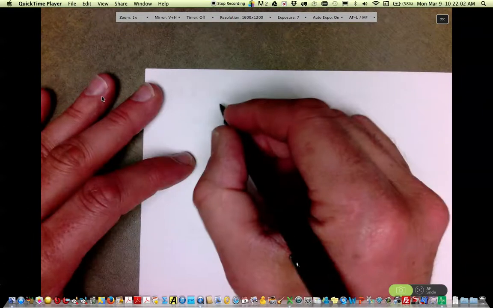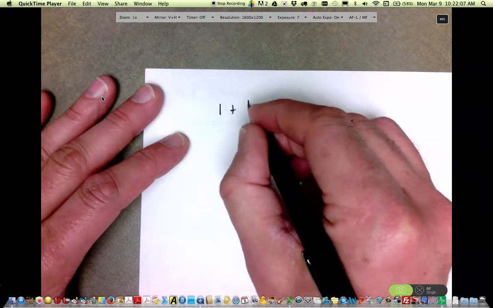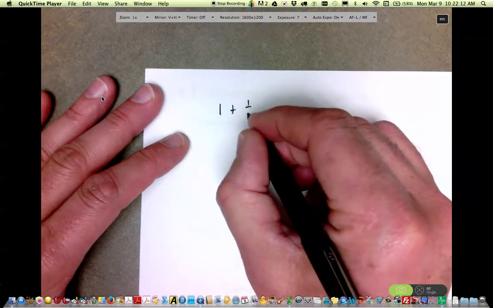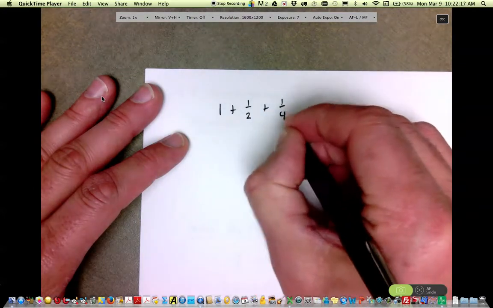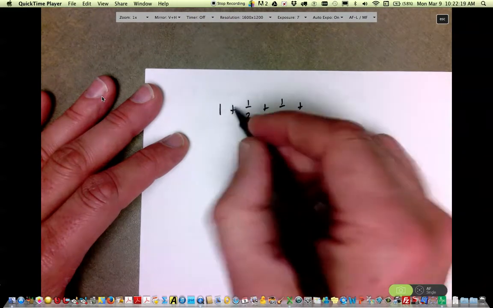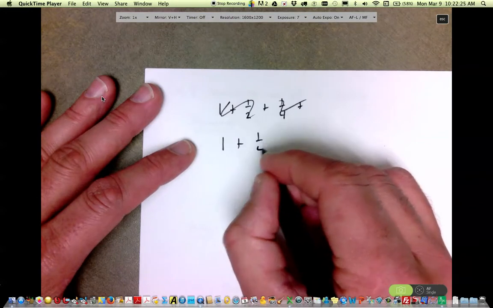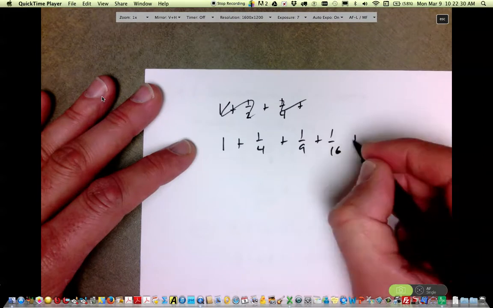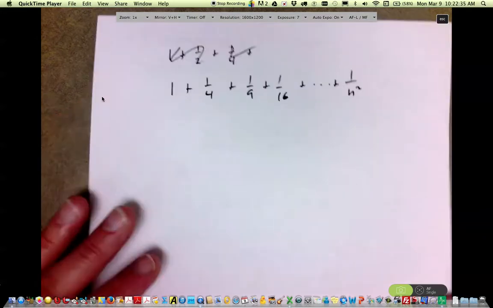Okay, so I guess I want to take a look at another one then, and that is, what if our series is 1 plus 1/4 plus 1/9 plus 1/16, and so on. So the nth term is 1 over n squared.